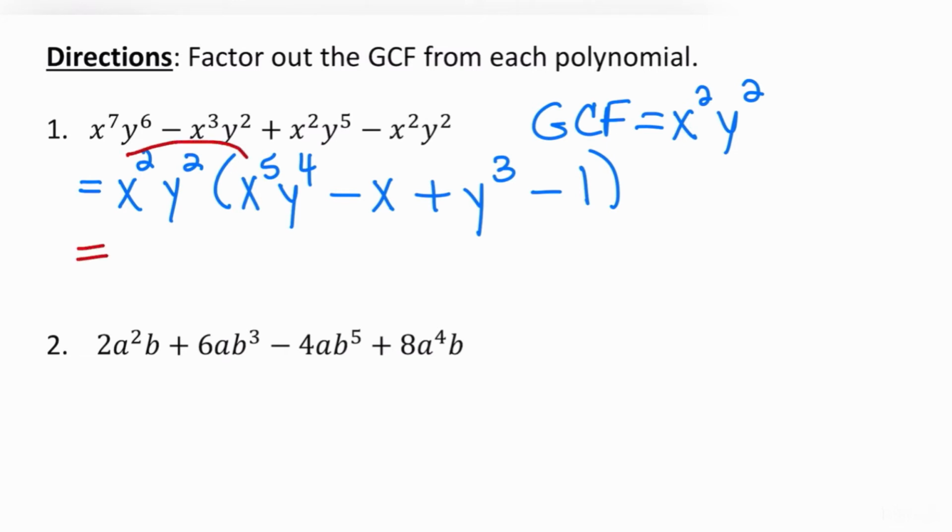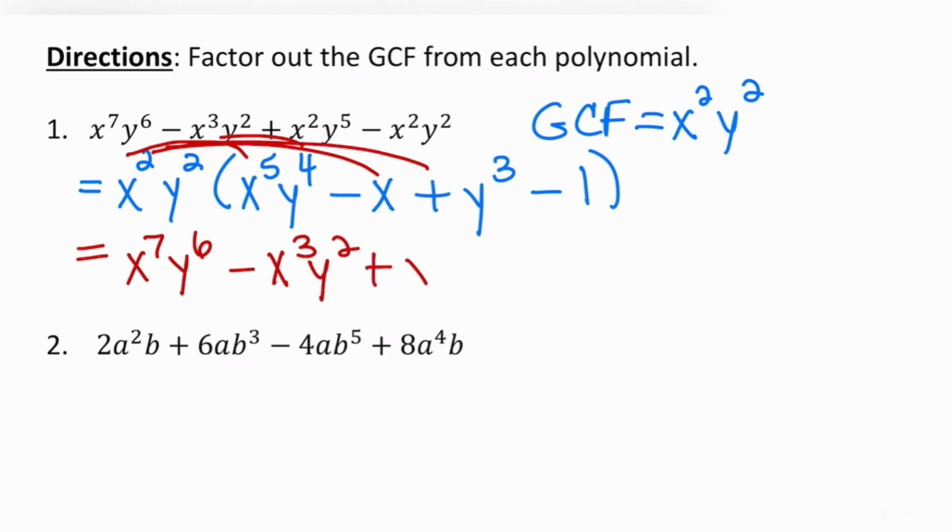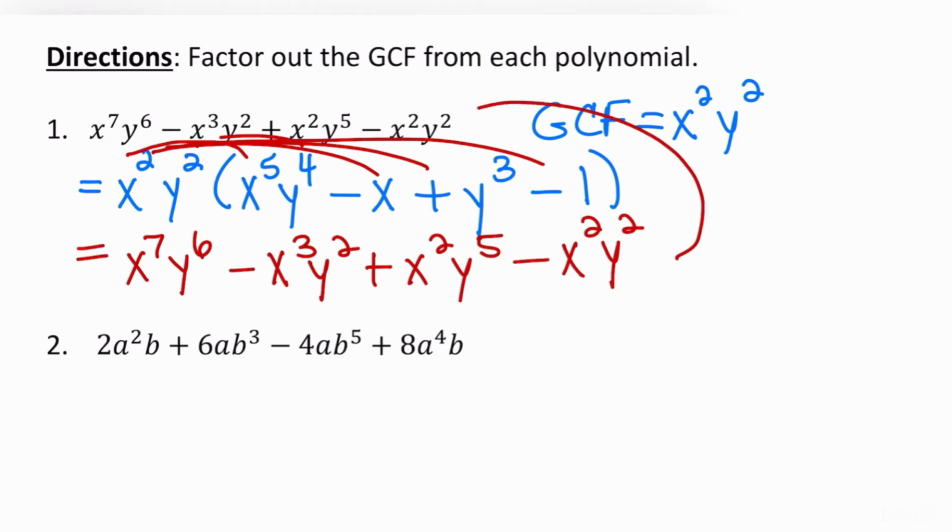X squared times x to the 5th is x to the 7th. Y squared times y to the 4th is y to the 6th minus. Then we are left with x cubed, y squared, distribute again, plus x squared, y to the 5th, and then minus, because I'm multiplying by 1, I get back the x squared, y squared, which brings me back exactly to the original problem. So it's super important for you to put that 1, because otherwise you're never going to get that term back.